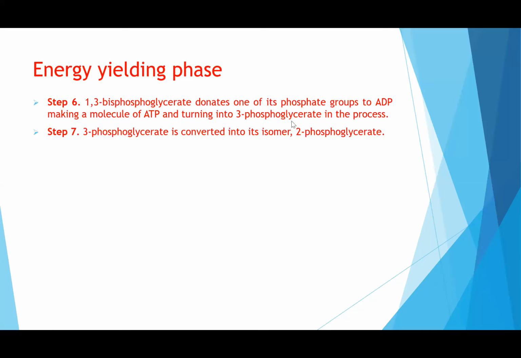Now this 3-phosphoglycerate is converted into its isomer 2-phosphoglycerate. So what is the difference between these two molecules?